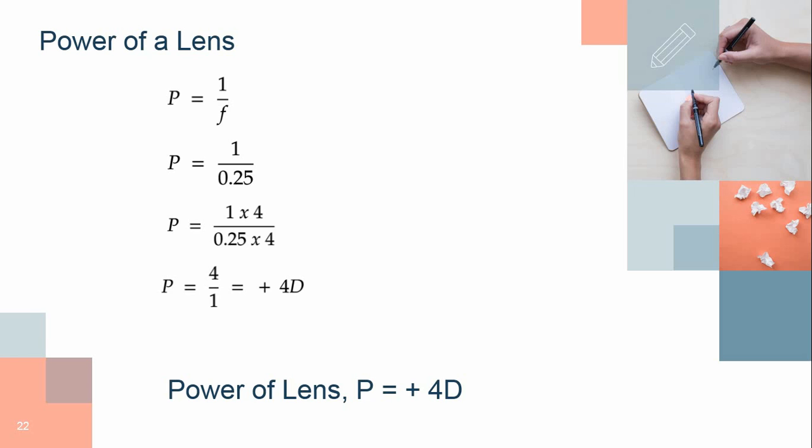Power of a lens is P is equal to 1 by f in meters. Here f in meters. Now substitute the value of f. P is equal to 1 by 0.25. After that, we can multiply numerator and denominator by 4. We can get P is equal to 4 by 1, which is equal to plus 4 diopter.